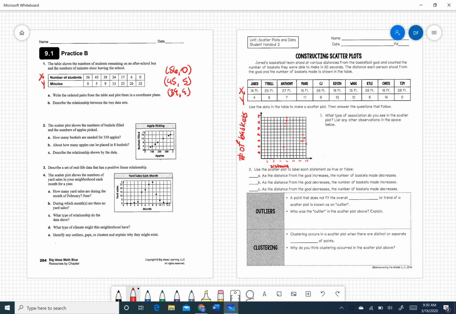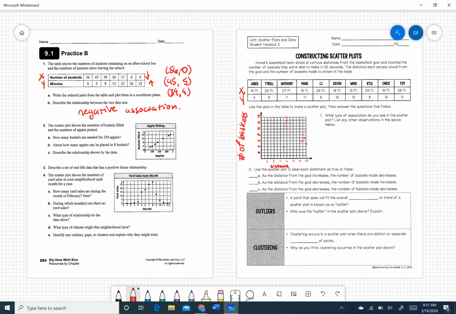Okay, and so if we talked about this yesterday, so if we had a question, just please let me know. But we talked about this yesterday where we were describing the relationship. And so if we're looking at the x variable, it looks like the number of students goes down while the number of minutes since leaving the school goes up. And so we talked about this where if we have one variable that's going down and the other variable that's going up, we called this a negative association. Okay, and so this should be in our notes from yesterday. Okay, so we have that negative association. When one variable goes down, the other goes up.